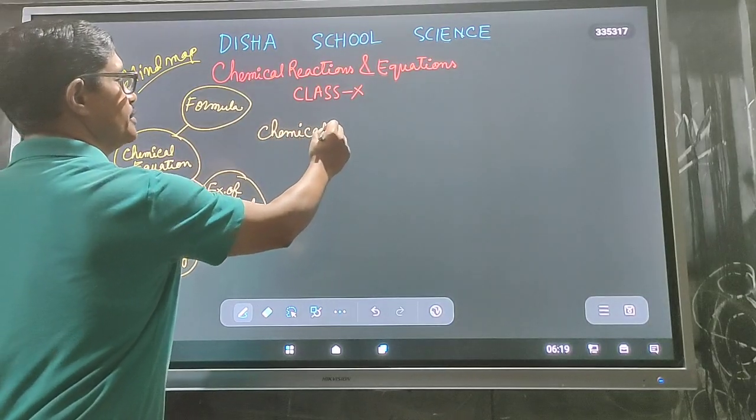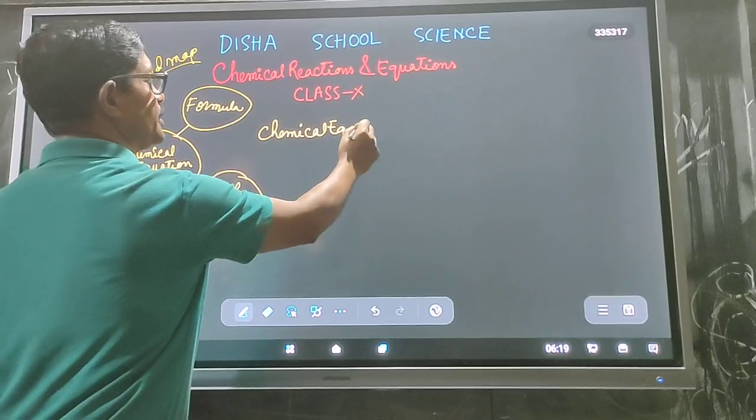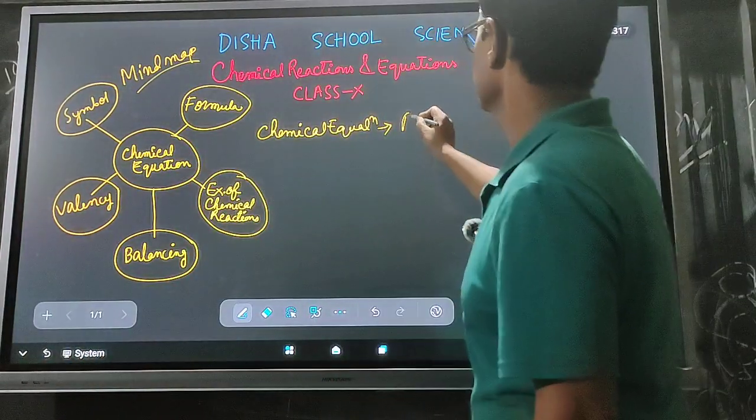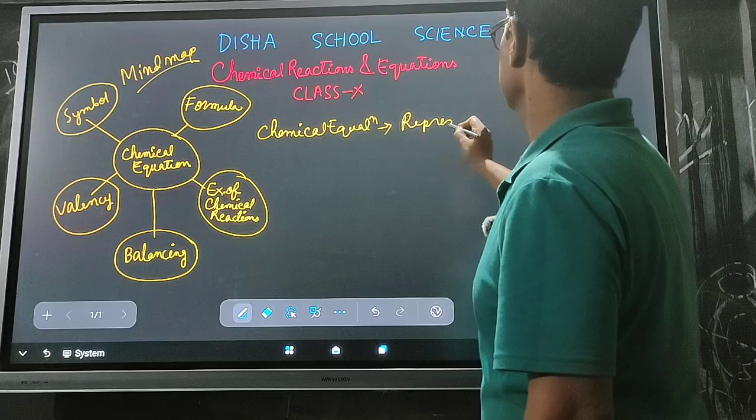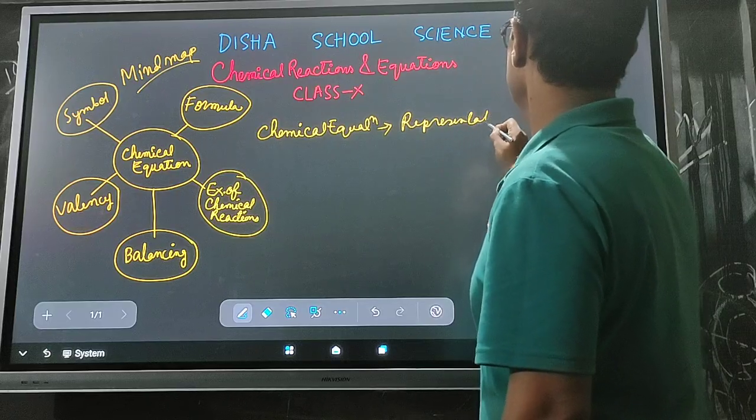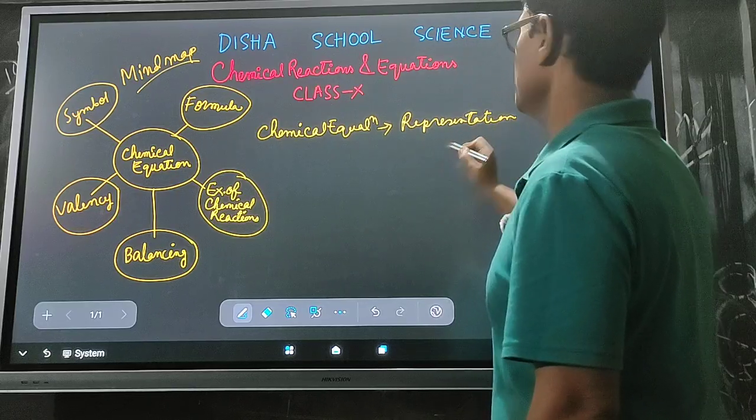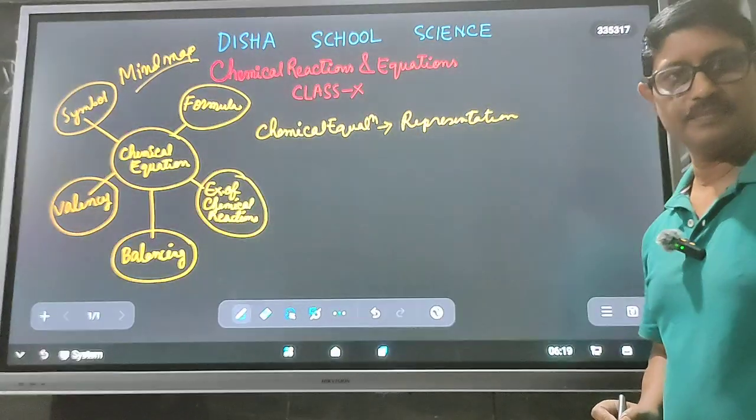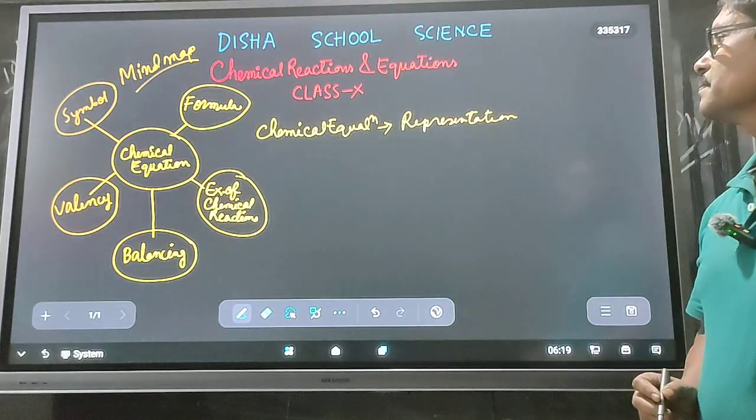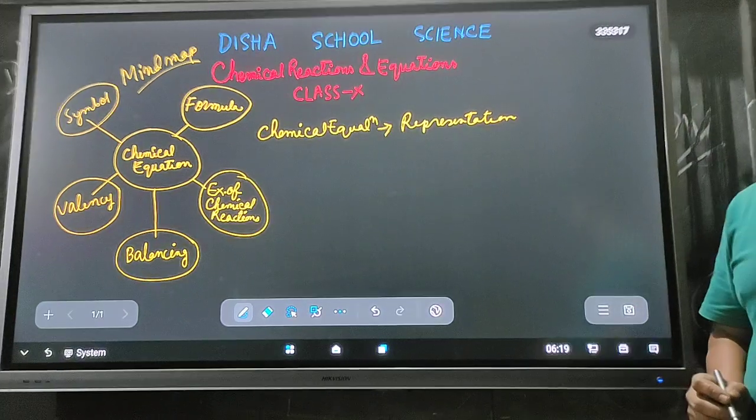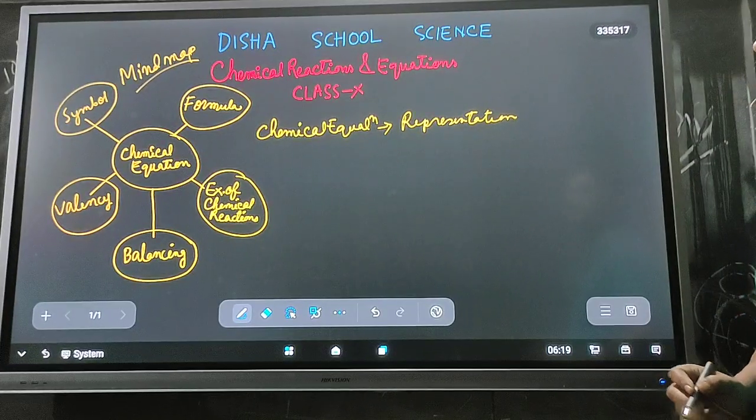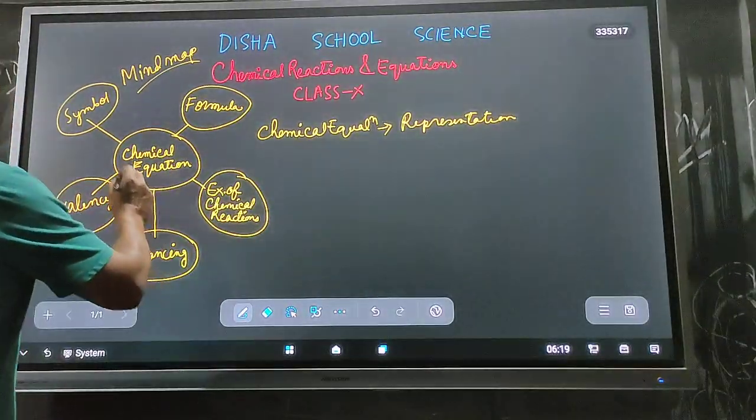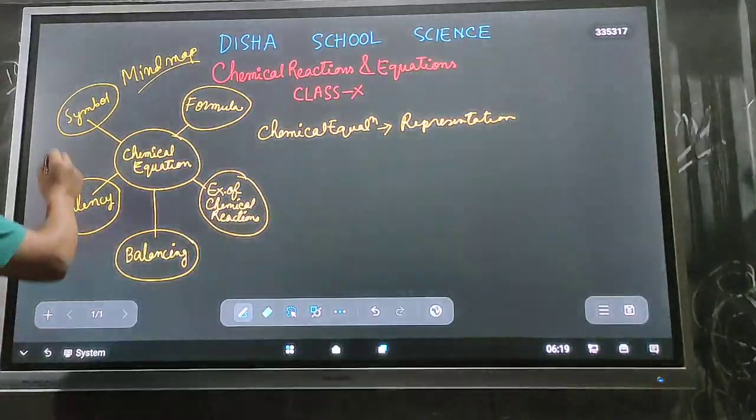Chemical equation is the representation of chemical reaction in the form of equation by using symbol and formula. So to discuss chemical equation, these are the topics you should know.